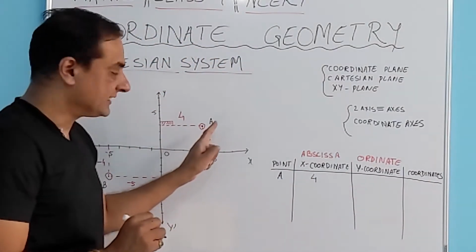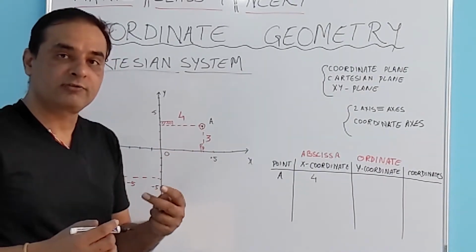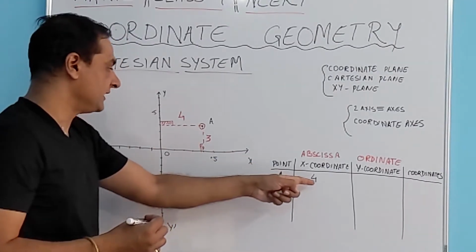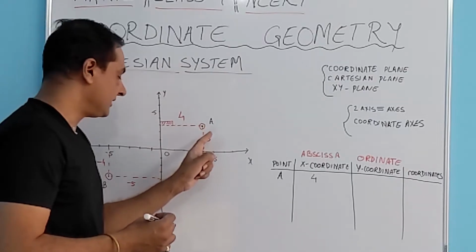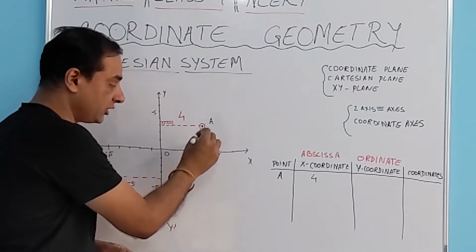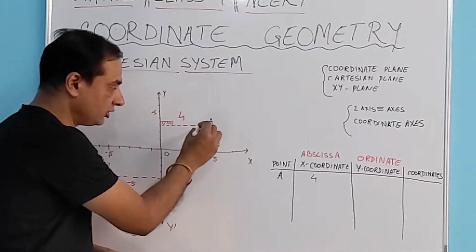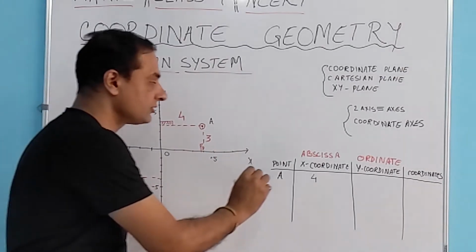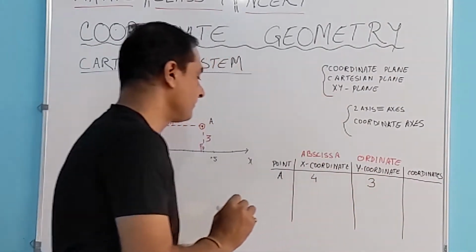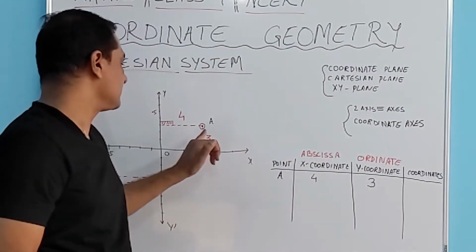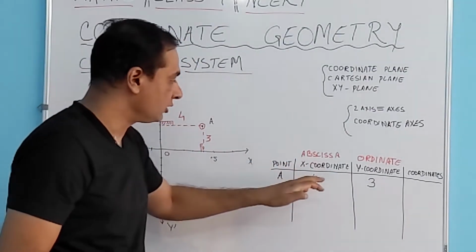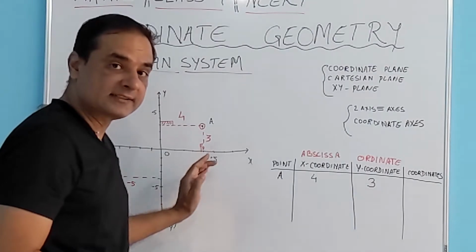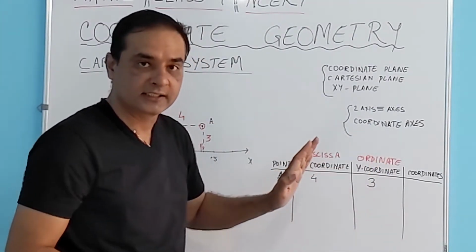The y coordinate for the same point, because we need to have two pieces of information to locate a point. We already have the x coordinate, we need the y coordinate. The y coordinate is basically the perpendicular distance from the x axis. So we draw a line from point A which is perpendicular to the x axis and this distance comes to 3. Now there is more to it. The x coordinate, which is nothing but the perpendicular distance from the y axis, is also known as abscissa. The y coordinate, which is the perpendicular distance from the x axis, is also known as ordinate.